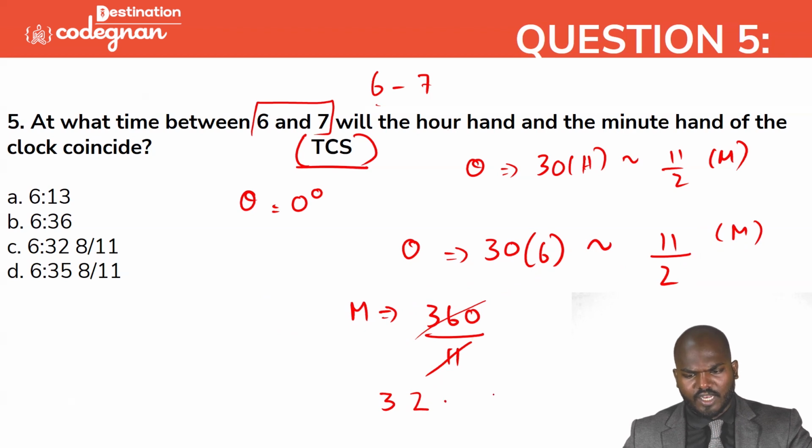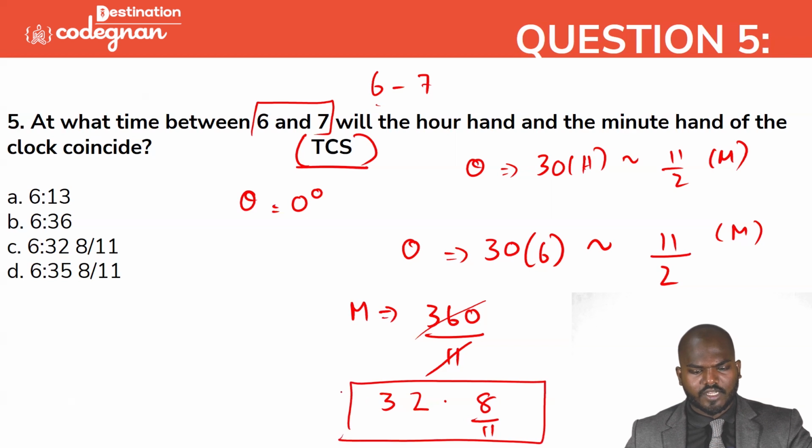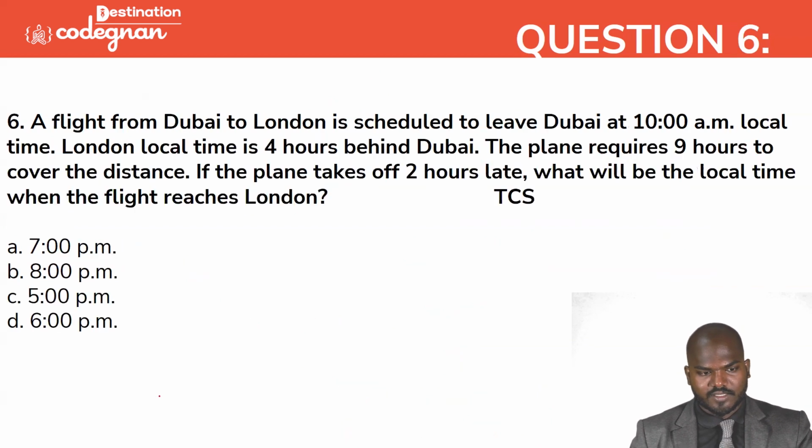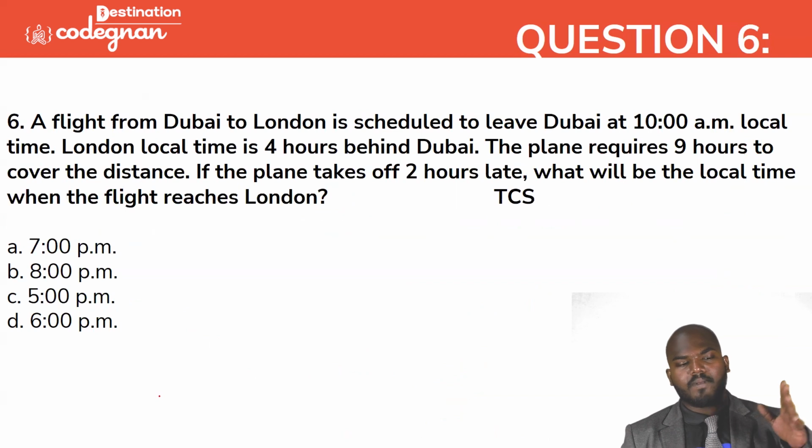Keeping again, it will give you that 8 by 11. It will get it here. So 32, 8 by 11. So only this option is matching here. That is 6, 32, 80, 8 by 11 is the very correct answer we can say here in the place. Next question. It's an application question.